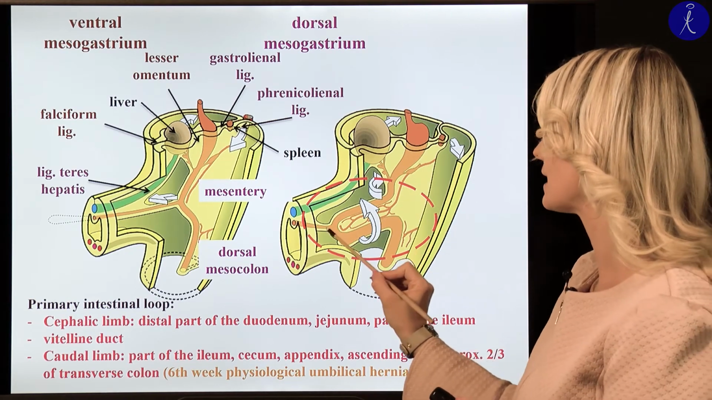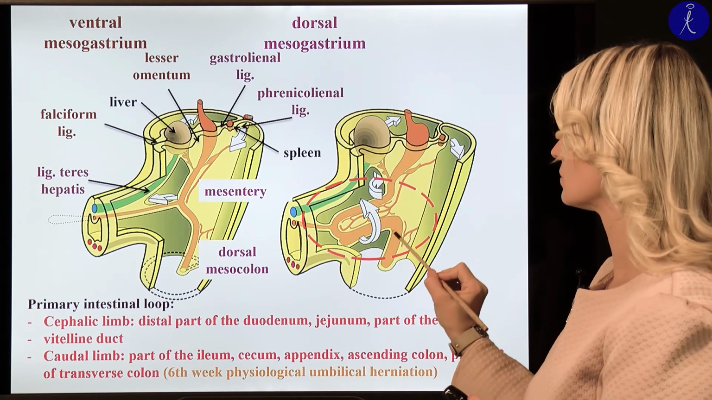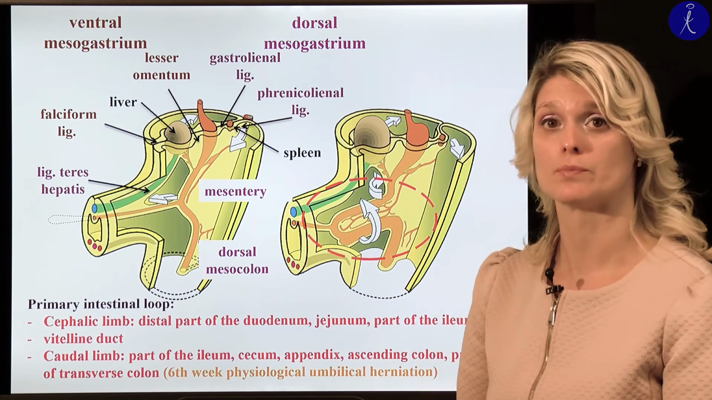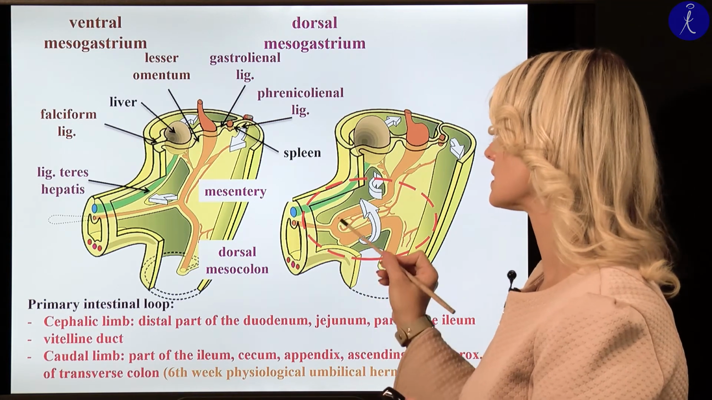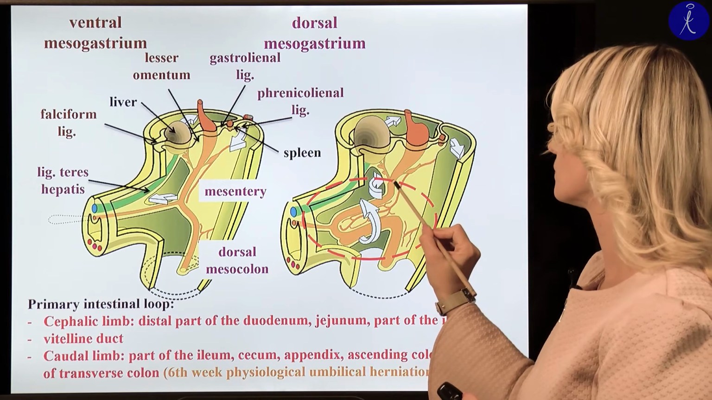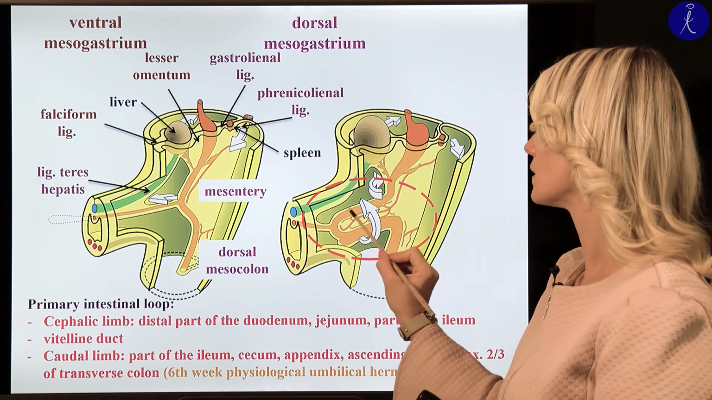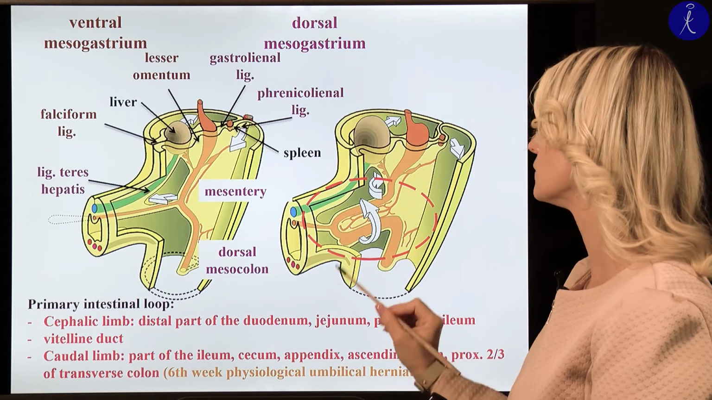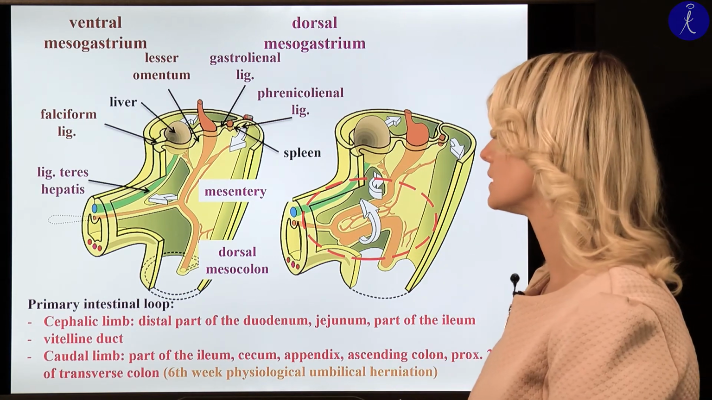Here you can see this intestinal loop, which has a cephalic part upward and a caudal limb downward. In the middle, you can see the vitelline duct, which will form a communication between the midgut and the yolk sac. This vitelline duct is located in the ileum, so that's why we know that from the cephalic part will develop the part of the duodenum which is under the major papilla, the jejunum, and one part of the ileum. From the caudal part will develop the distal part of the ileum. Here you can see the cecum with the appendix, the ascending colon, and the transverse colon until the 2/3.